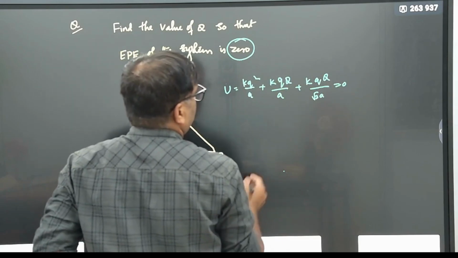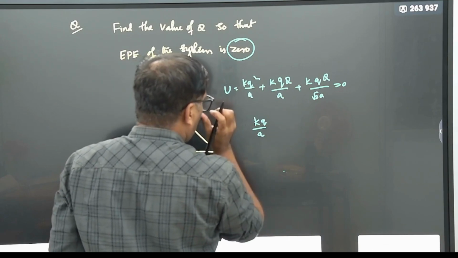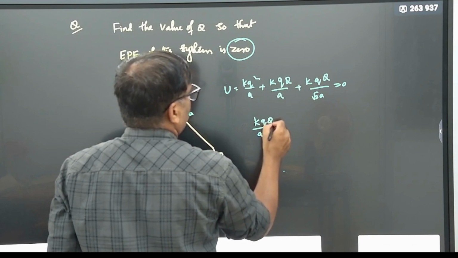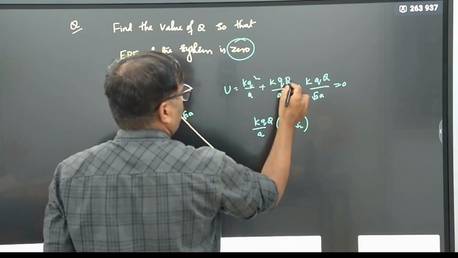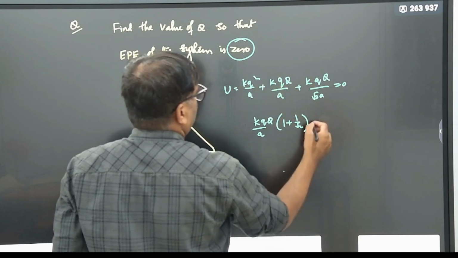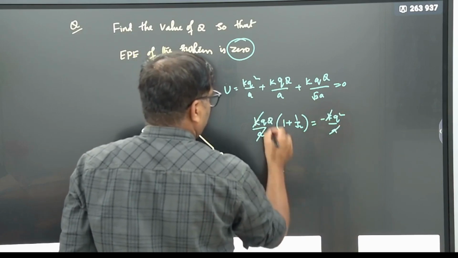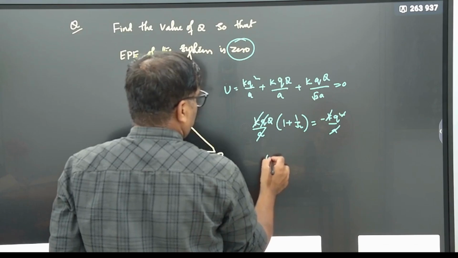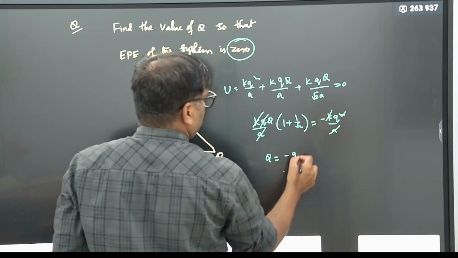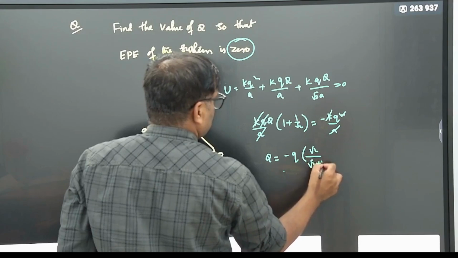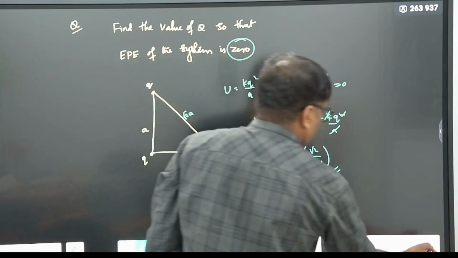Therefore, this I can take toward this side. So here kq by a, into q also taken common now, 1 plus 1 by root 2. Clear? kq by a, 1 plus 1 by root 2 taken here now, minus kq square by a. So this k cancels, a cancels, one q cancels out now. So therefore q is equal to minus q into root 2 by root 2 plus 1. Clear? Right. Now we will see one more question here.